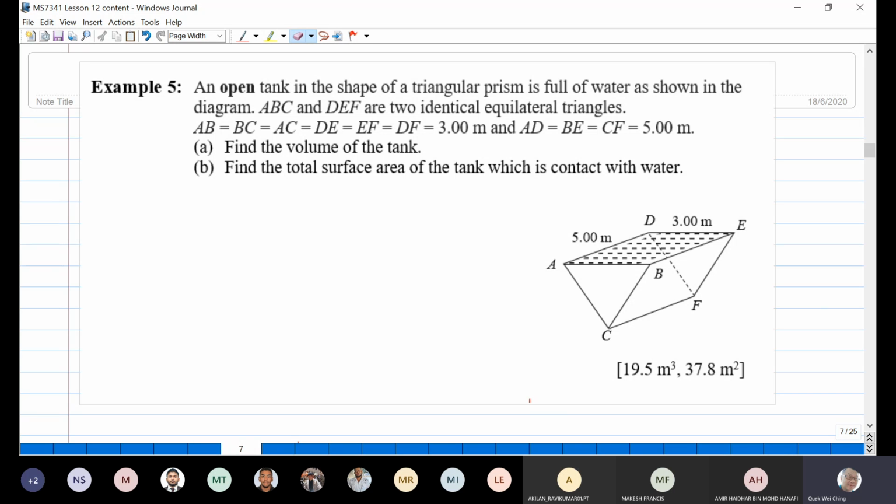You have an open tank in the shape of a triangular prism, full of water. ABC and DEF are two identical equilateral triangles. So let's try to understand what is meant by open tank. It means the top of the tank is open, there's no surface on the top. Okay, no surface on the top, that's why it's open.